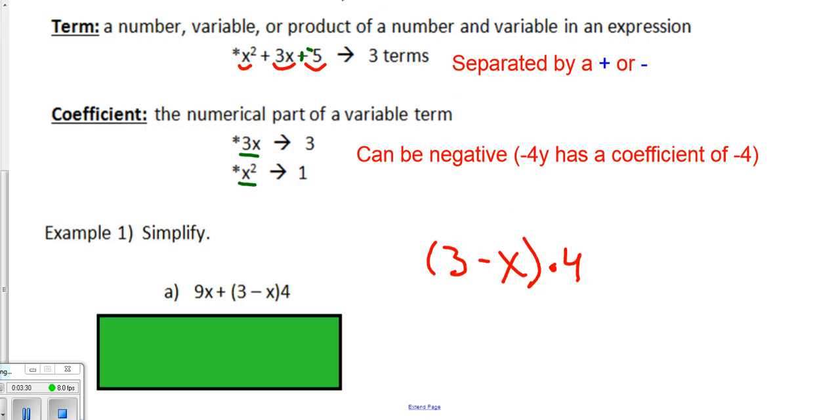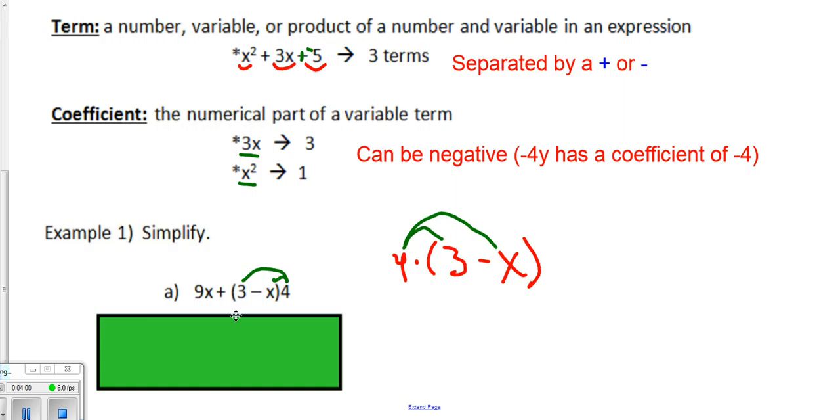Well, multiplying is the same as addition. You can use the associative and the commutative property. You can move this around, put the times 4 out front here. It means the same thing. So 3 minus x times 4 is the same as 4 times 3 minus x. So when we distribute that, the 4 goes to the 3, and the 4 goes to this minus x, or the negative x. 4 goes here, 4 goes here.